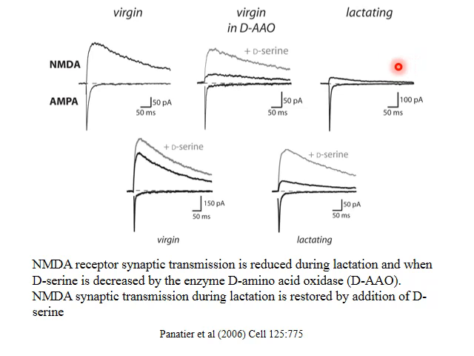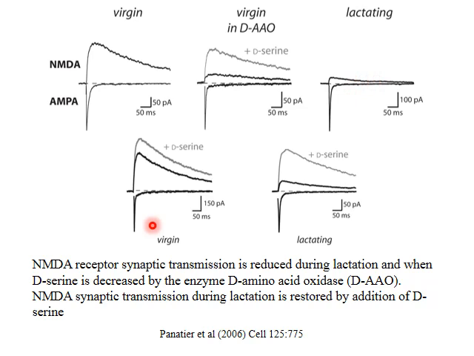Then in the right-hand diagram figure on top, we see records of synaptic transmission in a lactating animal. Now remember, in a lactating animal, the astrocytic processes are withdrawn from the neuronal synapses so that D-serine will not be present. And here we see the same type of change where the AMPA component of synaptic transmission is large, but the NMDA component is very small.